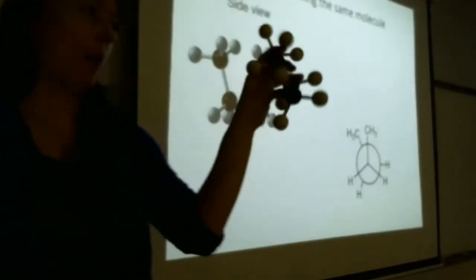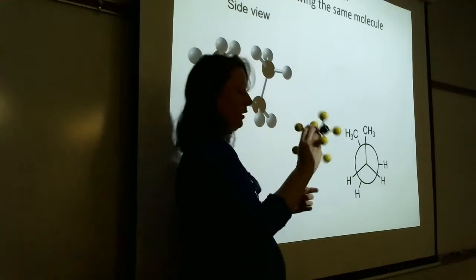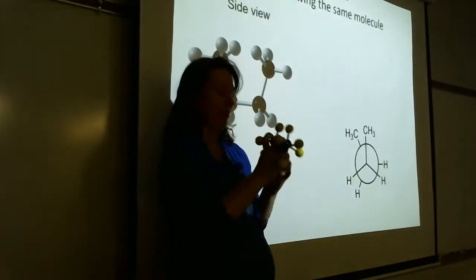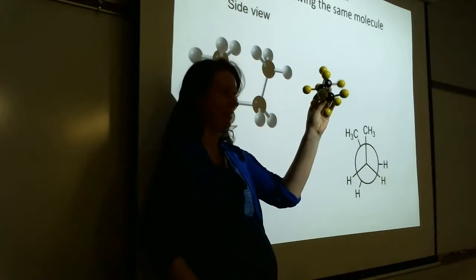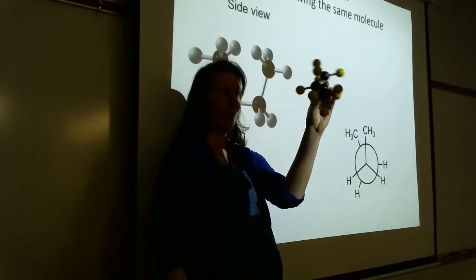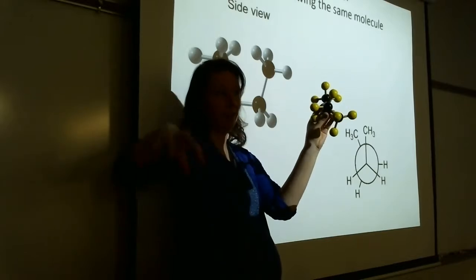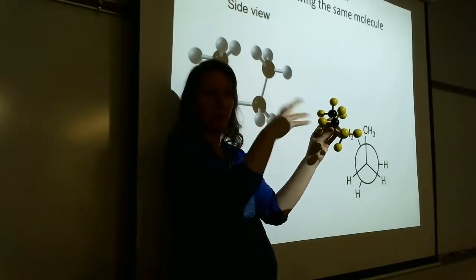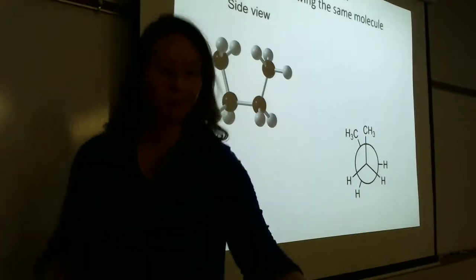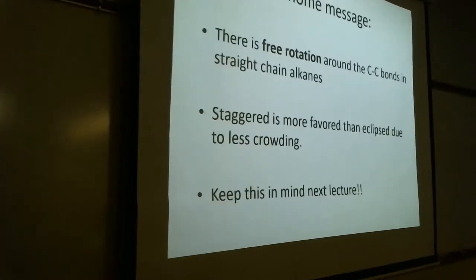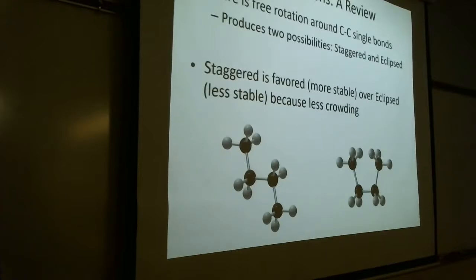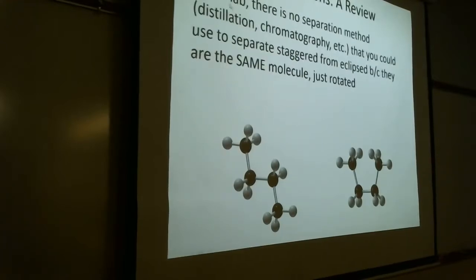So if I had a mixture of these in a lab, and you couldn't, but let's just pretend, could I isolate just these from each other? If I had a mixture of staggered and eclipsed, could I get all the staggereds in one beaker and all the eclipsed in another beaker? That wouldn't be possible, right? That's free rotation. Staggered is more favored. We'll be talking about this a lot. There's no separation method that you could use to separate this from this because they're freely rotating, okay?